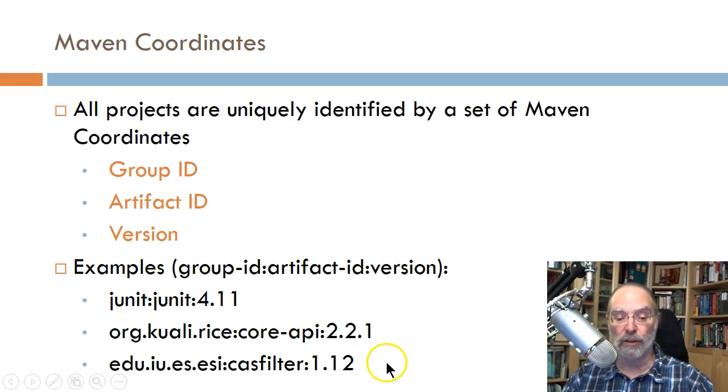Another example similar to that. The thing to remember for all three of these is that they're strings, even the version, so they can be anything that we want. You've probably seen the word snapshot. That shows up, that indicates that this particular version is in development.